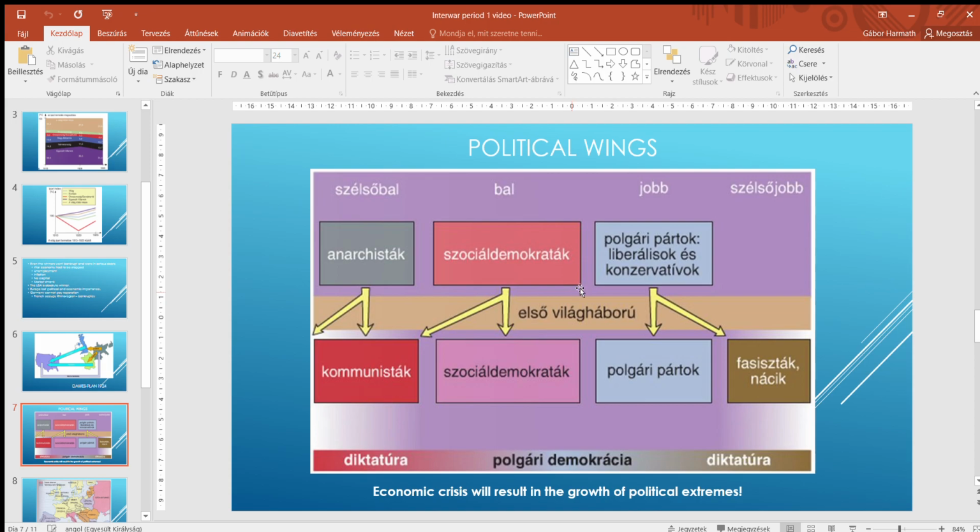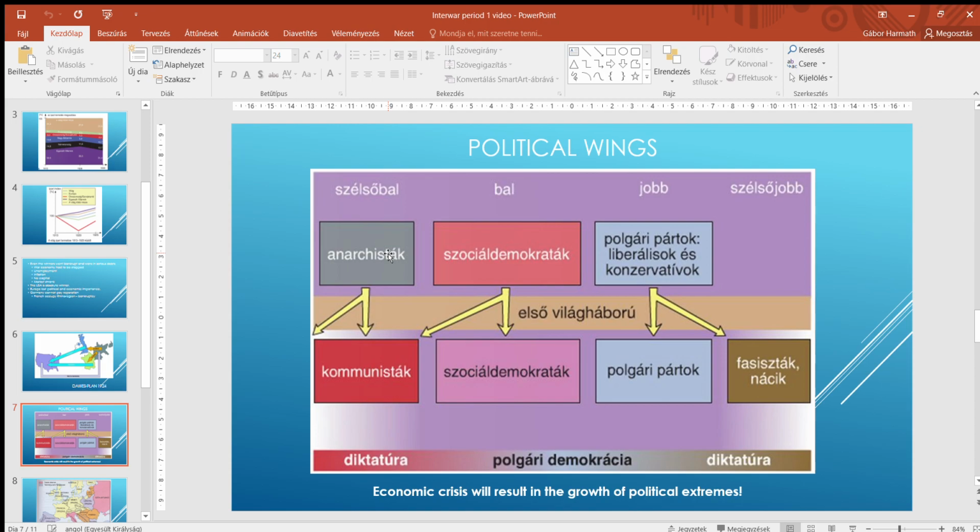Before the First World War, there were some left-wing parties, social democrats, who believed in the idea of socialism and that people, the lower layers, must be saved. There were right-wing parties, but they were mostly like civilian parties. Liberals and conservatives belonged here, and there was no extreme right. In the extreme left, there were the anarchists who did some kind of assassinations against monarchs and such.